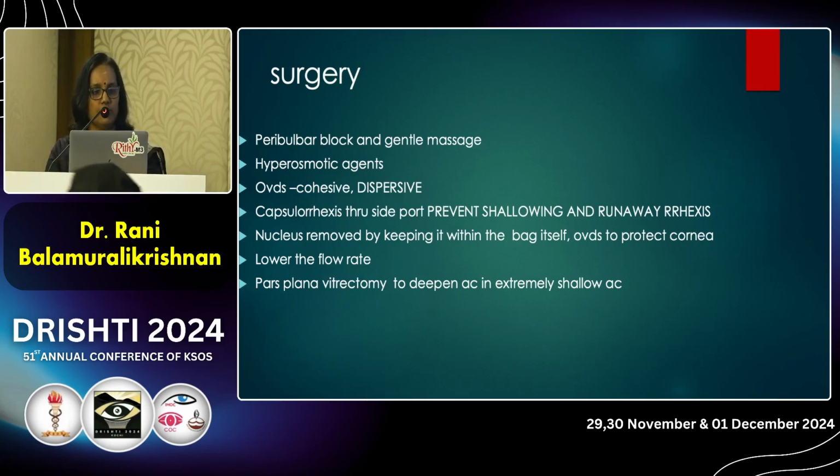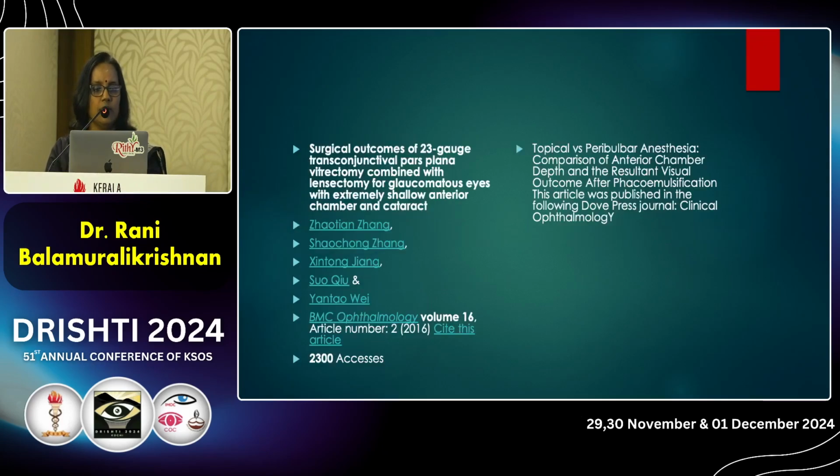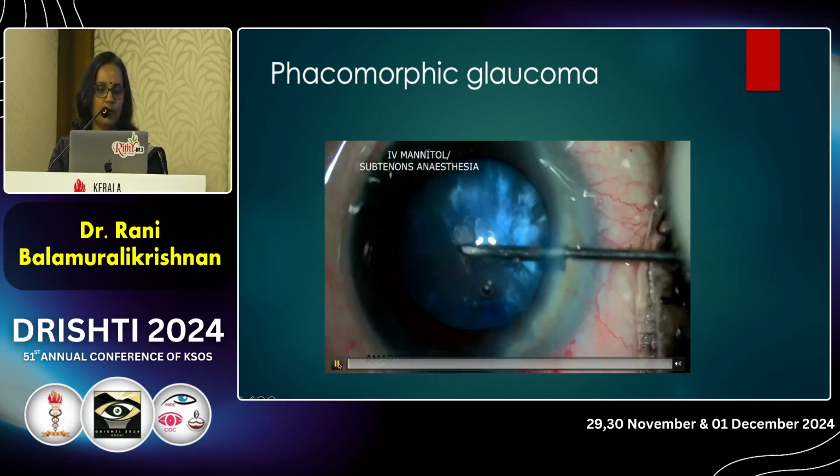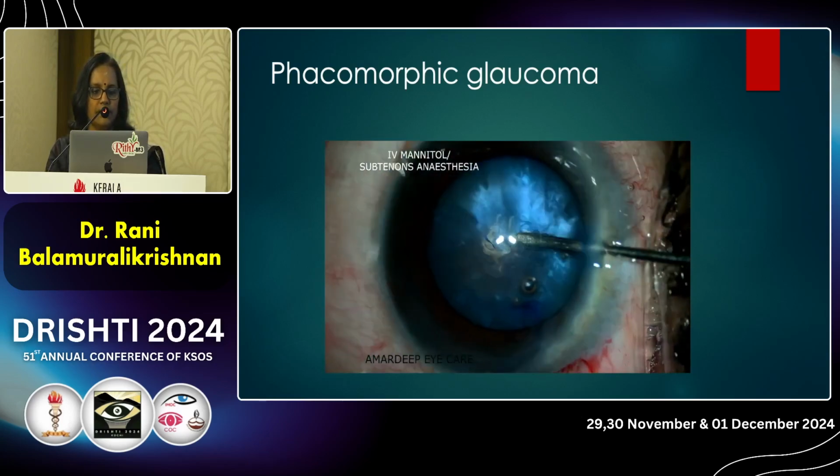You can give hyperosmotic agents, or both cohesive and dispersive OVDs should be used. Studies show that pars plana vitrectomy is also helpful in getting a deeper anterior chamber, as well as peribulbar block. This is a case of phacomorphic glaucoma managed with IV mannitol and subtenon anesthesia.